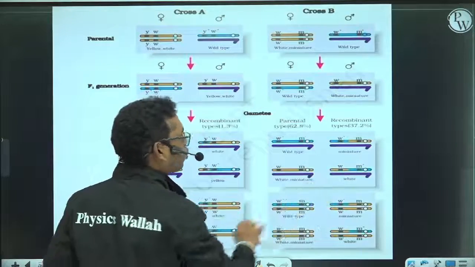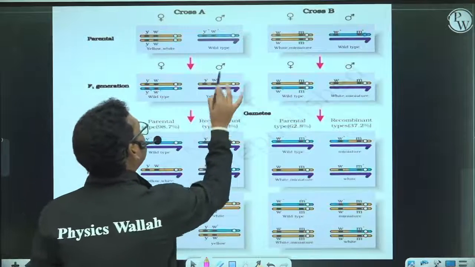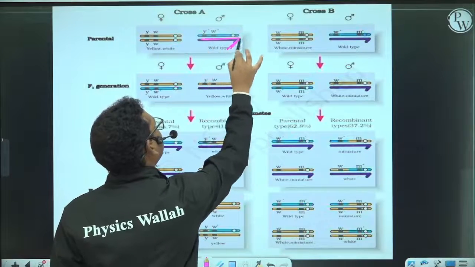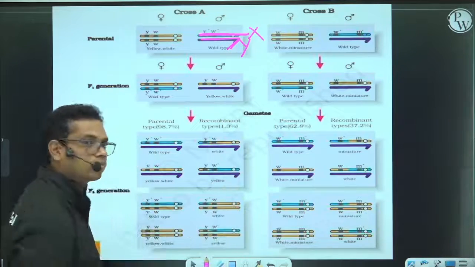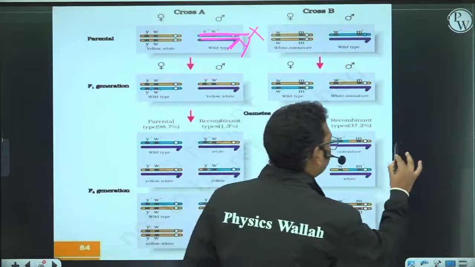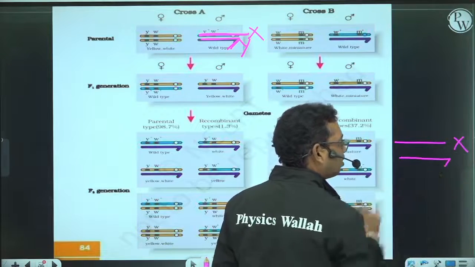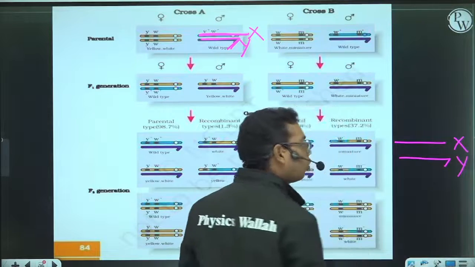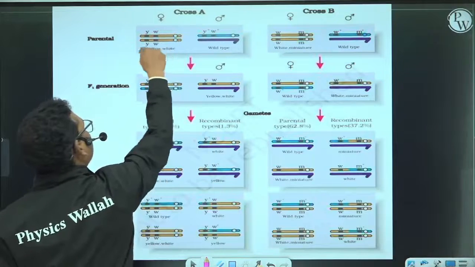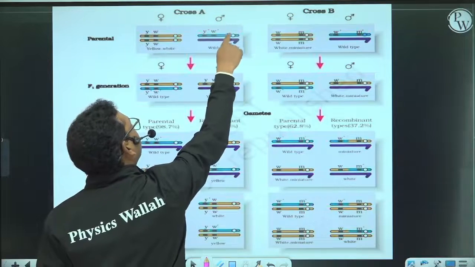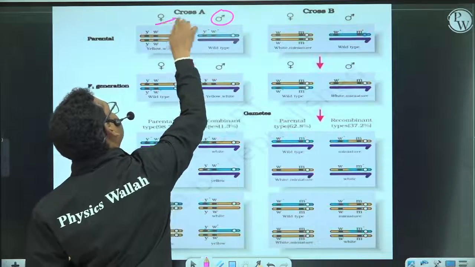Okay, so these are the two crosses, and you can see here this is the first cross and this is the second cross. Remember, this type of chromosome indicates the Y chromosome, and if a simple straight line is written, this is the X chromosome. Here you can clearly see two X chromosomes, so this is female. This is one X chromosome and one Y chromosome, so this is male. That is why this is father and this is mother.